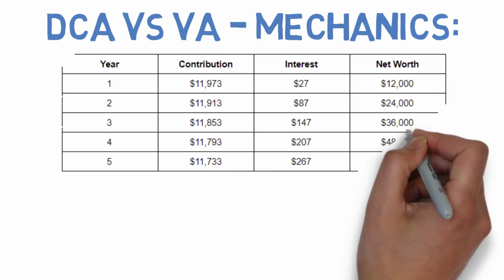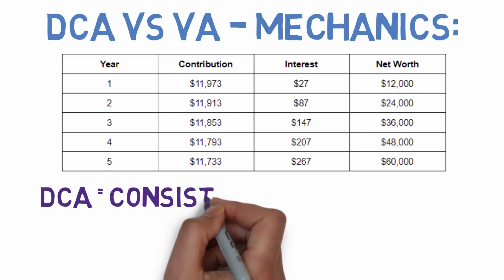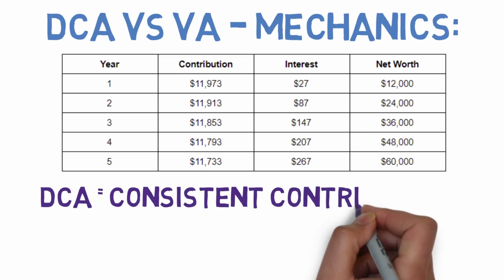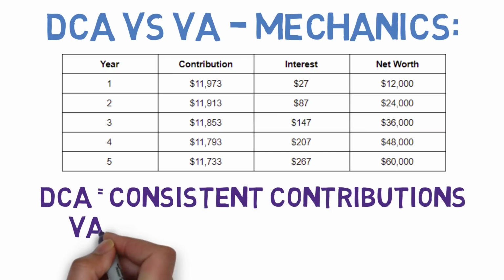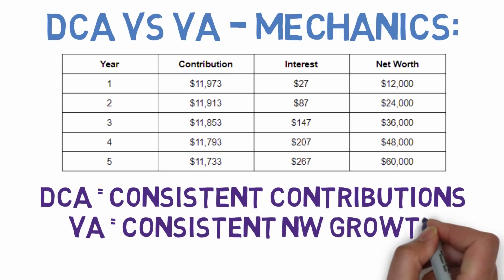Here's what the yearly contribution amounts and ending net worth would actually look like for this particular hypothetical. So that's how the strategies work mechanically. Dollar cost averaging targets consistent contribution amounts regardless of market conditions. Value averaging targets consistent net worth growth regardless of market conditions.